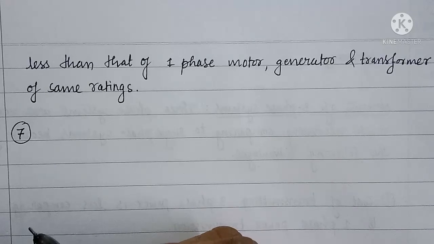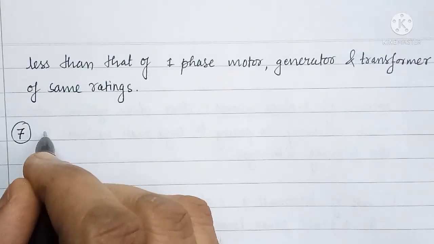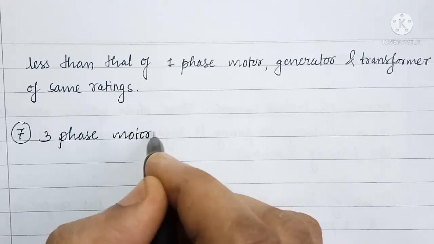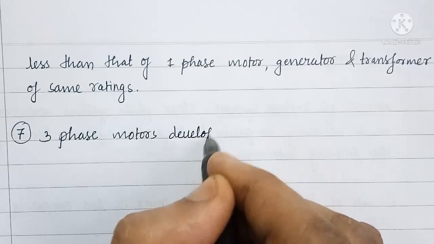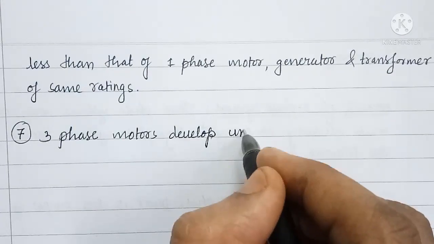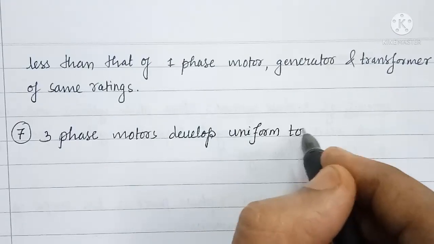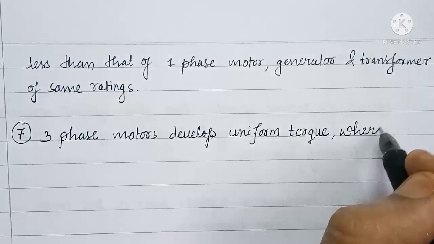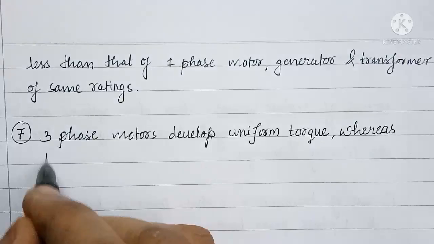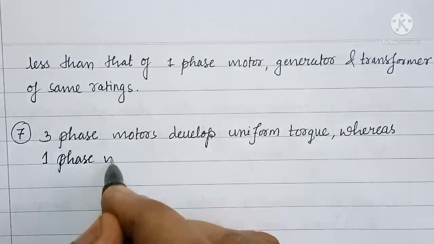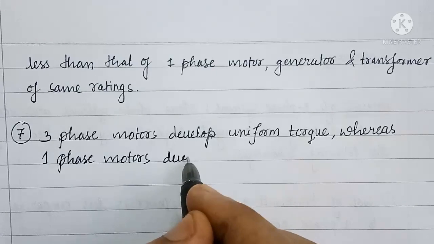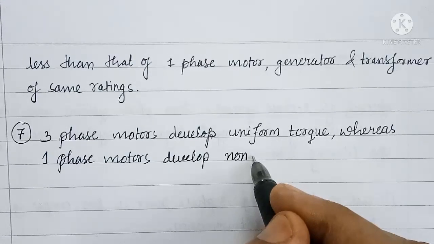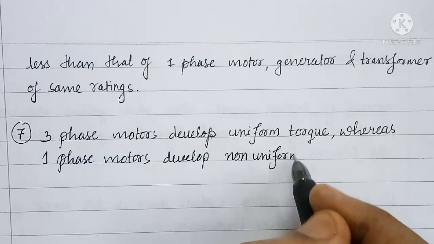Seventh advantage, three-phase motors develop uniform torque whereas single phase motors develop non-uniform torque.